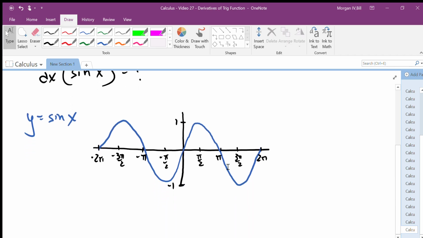I've drawn for you y equals sine of x here in blue. If you want, you can go ahead and pause it and draw it yourself as well. So remember what the derivative tells us, right? The derivative tells us the slope of the tangent line at the point.